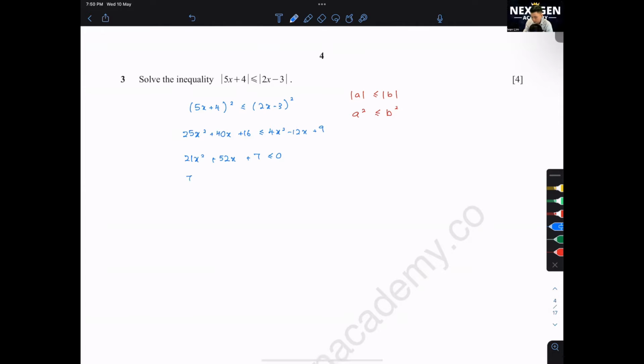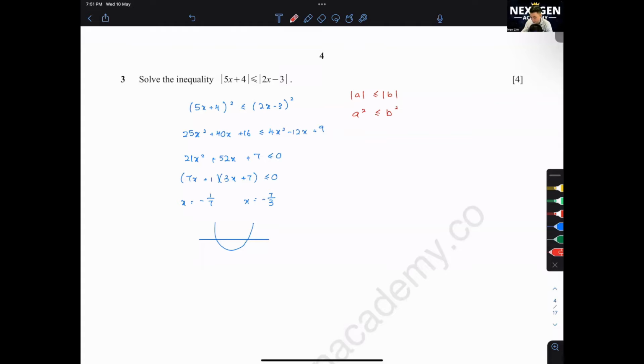Okay, factorize this. I think some students ask me, teacher, can I straight away write the answer? Please don't. Make sure you show all this working, the factorization, even though you're using a calculator. So here you get (3x plus 7)(7x plus 1) less than or equals to 0. Here you get x equals to negative 1 over 7, and x equals to negative 7 over 3. Okay, quadratic inequality.